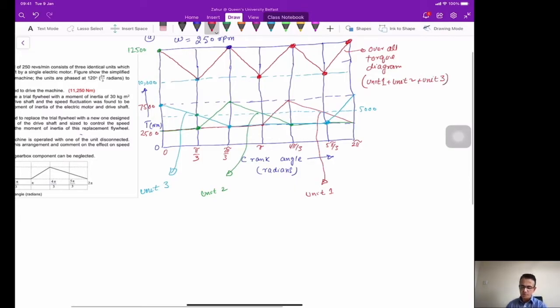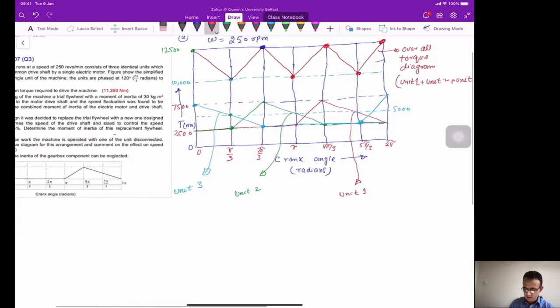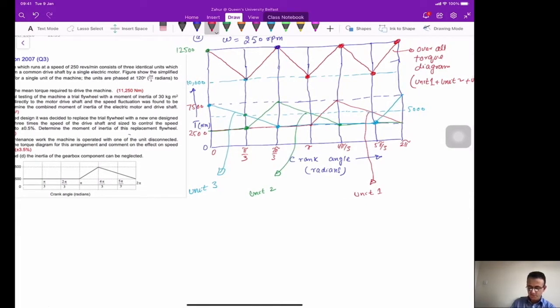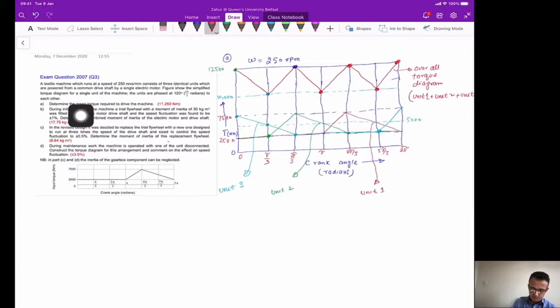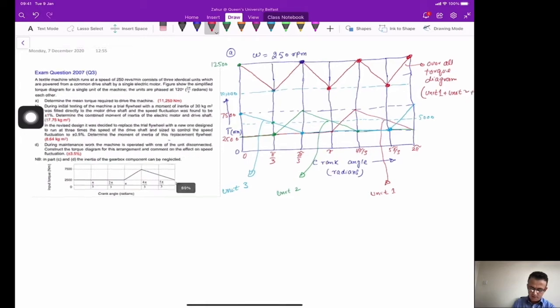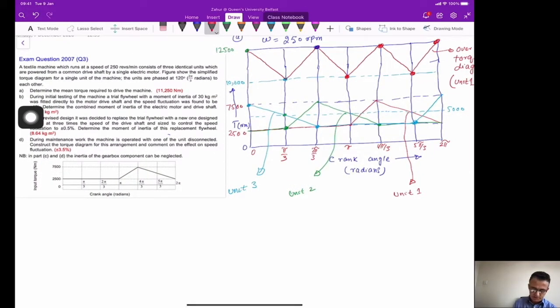So when you add the contribution of all the 3 units, you should get this overall torque diagram, which is changing from 10,000 to 12,500. As you can see here, this is the overall torque diagram, the one with the red color here. So now part A of the question is to determine the mean torque required to drive the machine. So in this case, you need to calculate the mean torque here, which we will calculate from this.